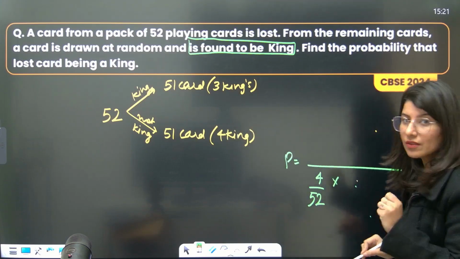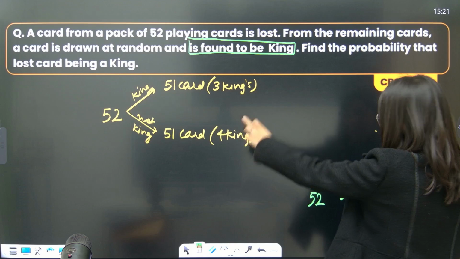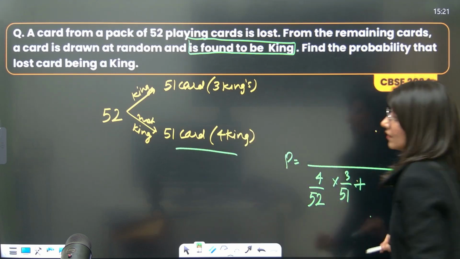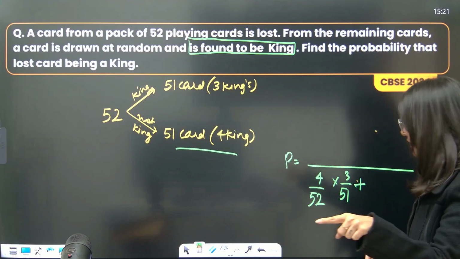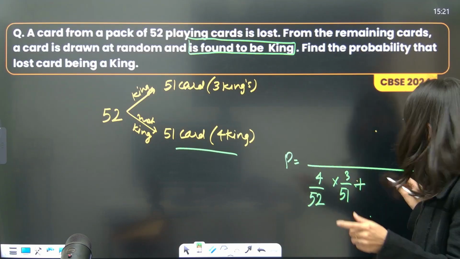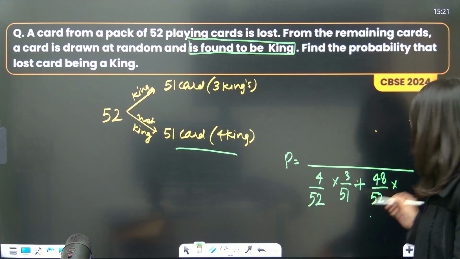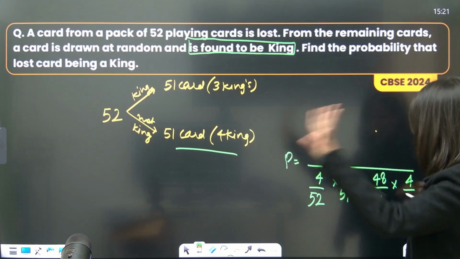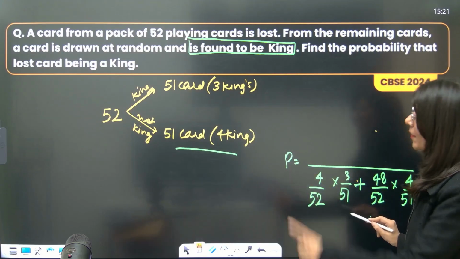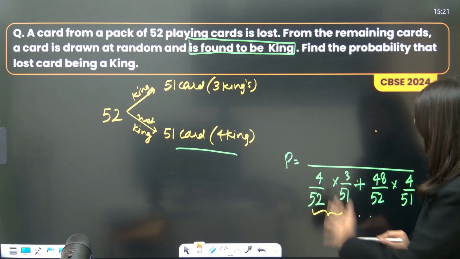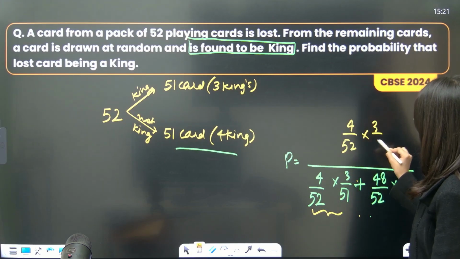Now you want to draw another card. So you have 3 options, 3 by 51. Now, again, this time the lost card is not a king. That means the lost card will be amongst the 48 non-king cards, and now you have to draw a king. So 4 kings are intact, so 4 by 51. But what do you want? You want the probability that the lost card is a king. That means this is what you want. So this is, I'm going to place it right here. This is 3 by 51.